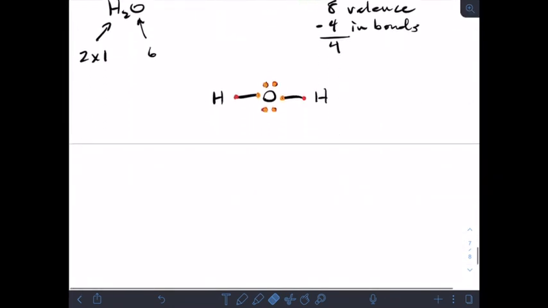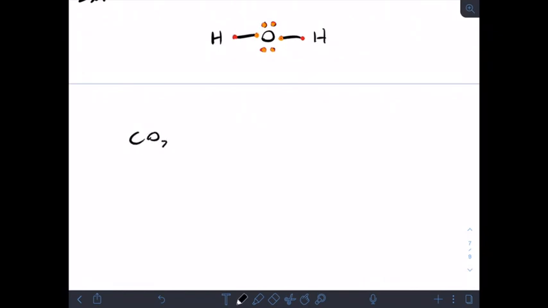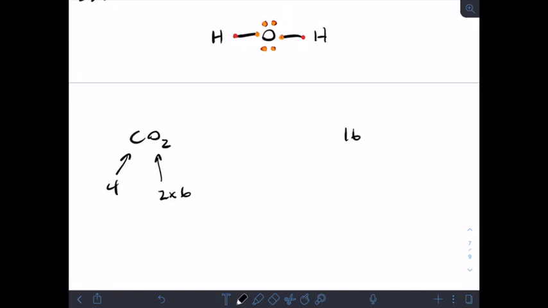Let's do another example. This stuff takes a lot of practice. I want to make that very, very clear. Practice with the steps is essential. Okay, CO2. Right, we have 2 times 6 plus 4 gives us 16 valence.